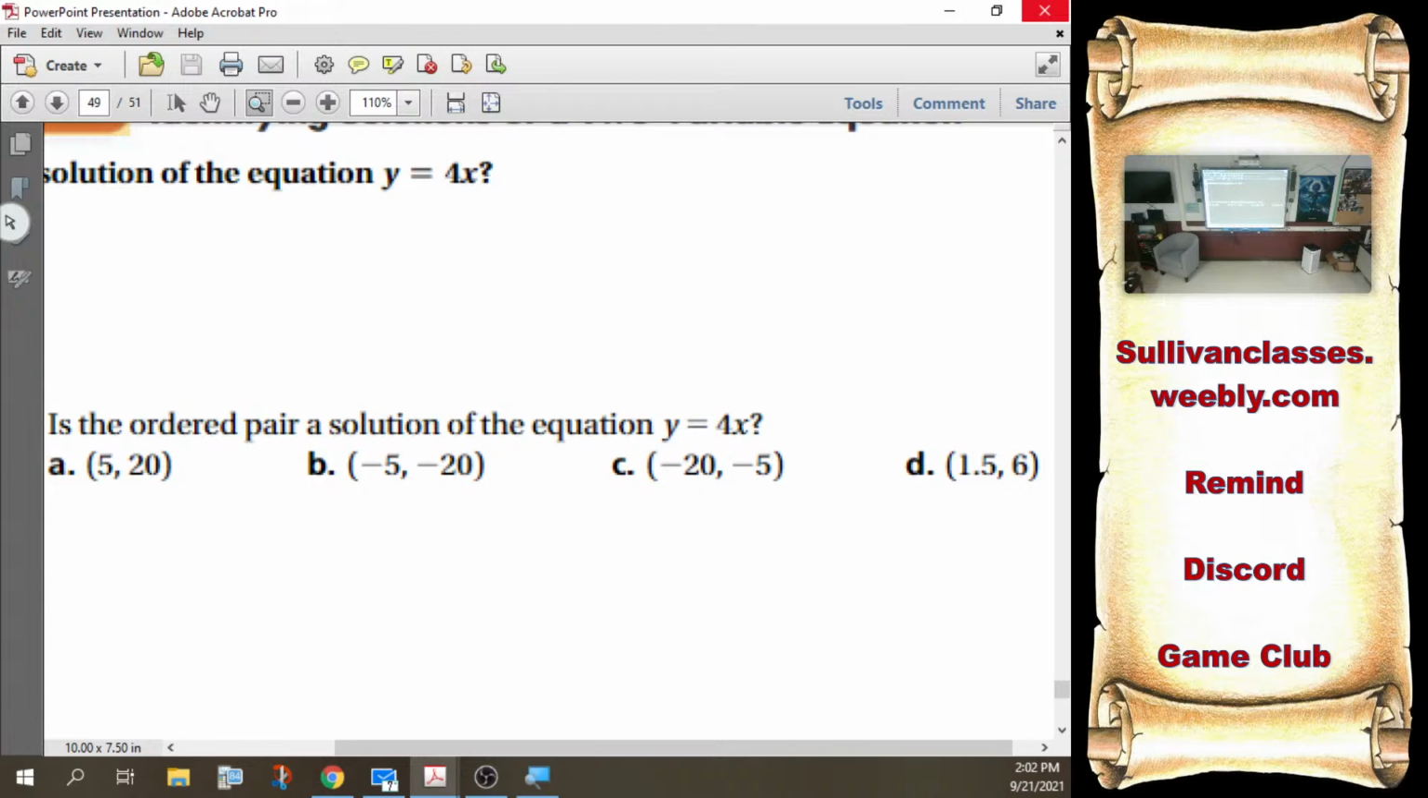Okay, plug each of those sets of numbers in. Tell me if it works. If you need to grab a calculator because you don't know off the top of your head what 4 times a thing is, well, grab a calculator. Okay?